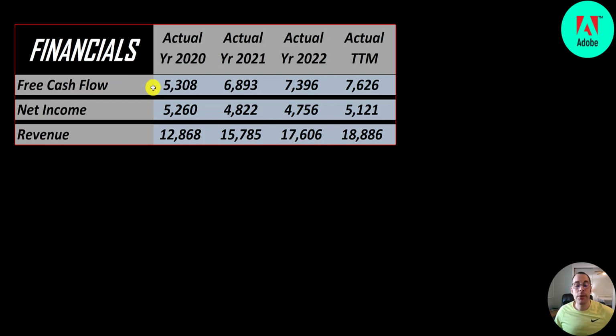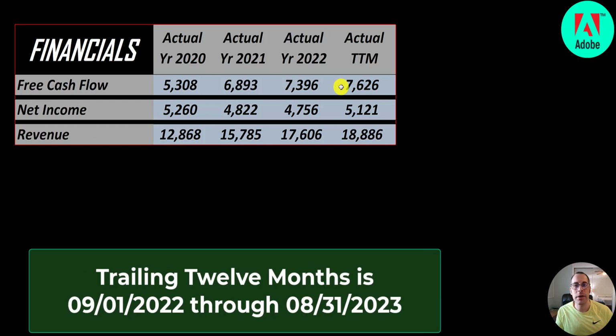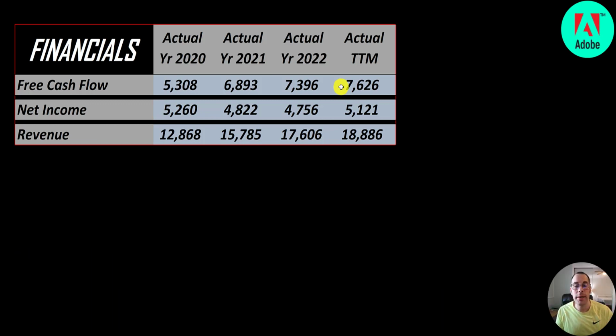So you can see they generate a ton of free cash flow. It goes from 5.3 billion up to 7.6 billion, their highest ever. Free cash flow is the cash flow that's remaining for you, the investor. So it's how the company pays a dividend or buys back stock.